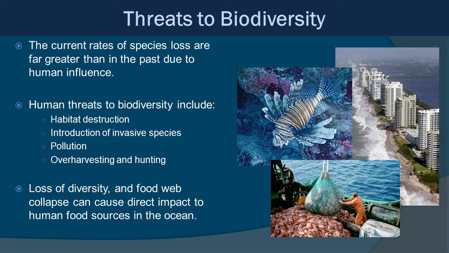Pollution is a huge problem, and of course, over-harvesting and hunting of marine species. Now, this loss of diversity, and essentially the food web that can collapse as a result of it, is a direct impact to human food sources in the ocean as well. So that can affect human cultures and livelihoods around the world.